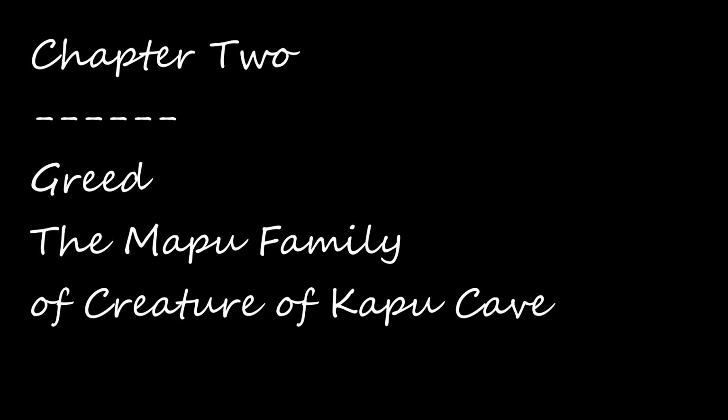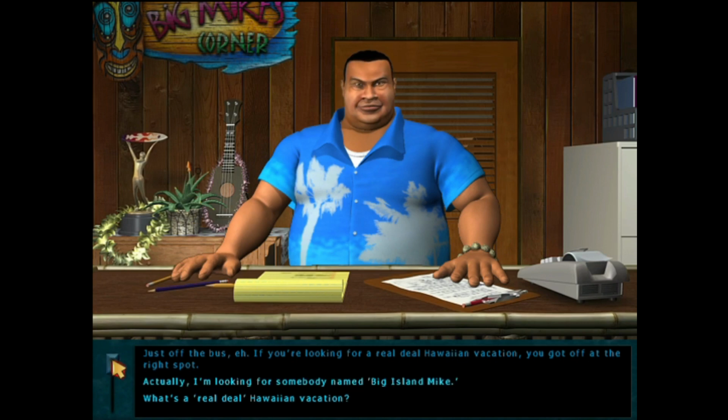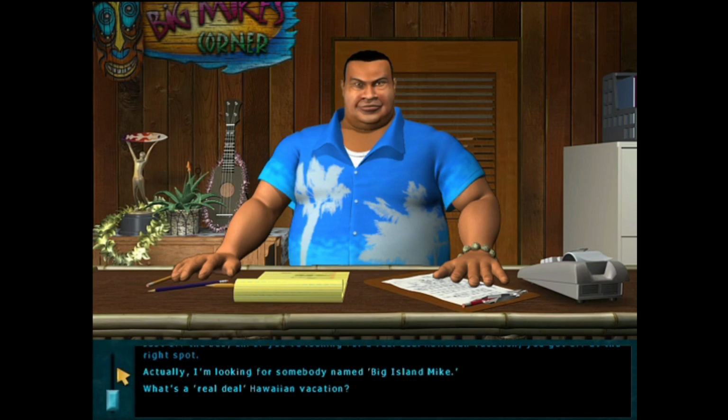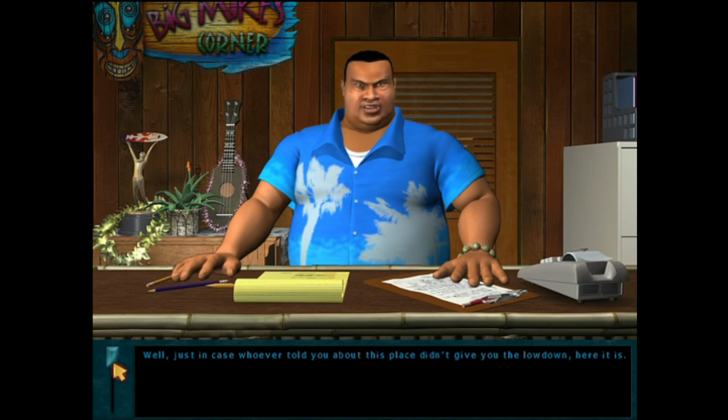Chapter 2, Greed, the Mapus of the Creature of Kapu Cave. This mystery centers around the overarching premise that each of us inherently deserves something out of life. For Quigley Kim, it's recognition. For Malachi Craven, it's adoration. For the Mapus, it's wealth.